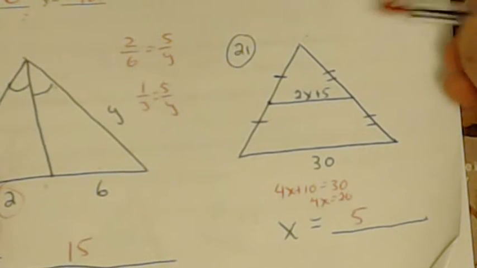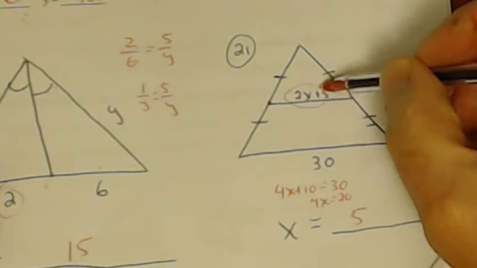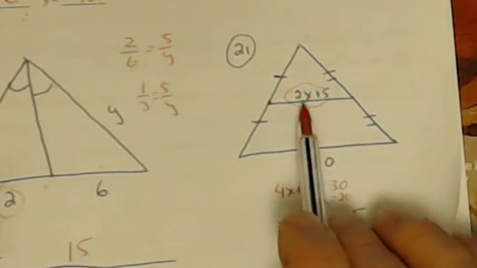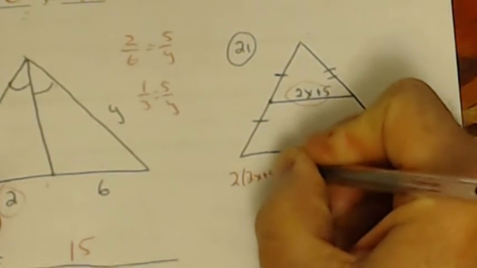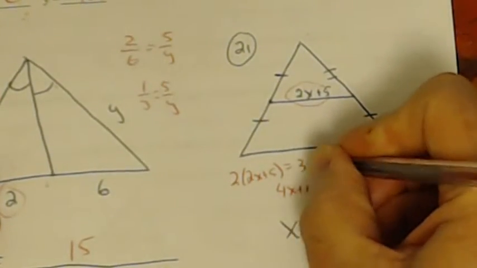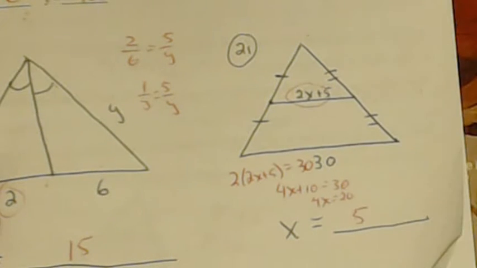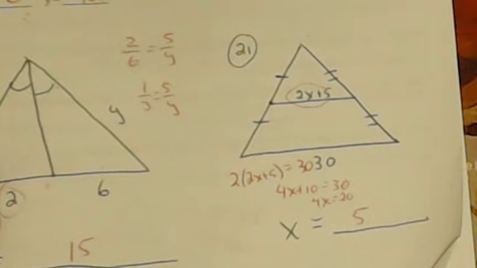This is another mid-segment theorem problem. And what we know is that we need to double the mid-segment to get the third side. So 2 times the quantity 2x plus 5 equals the third side of 30. And then we solve that, and we're going to get x is equal to 5.